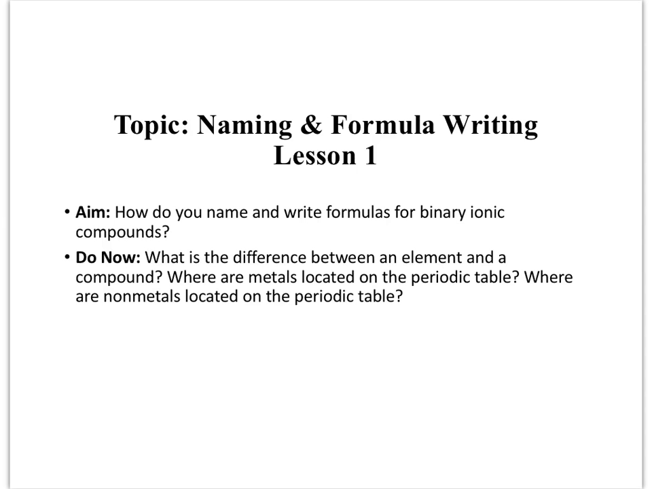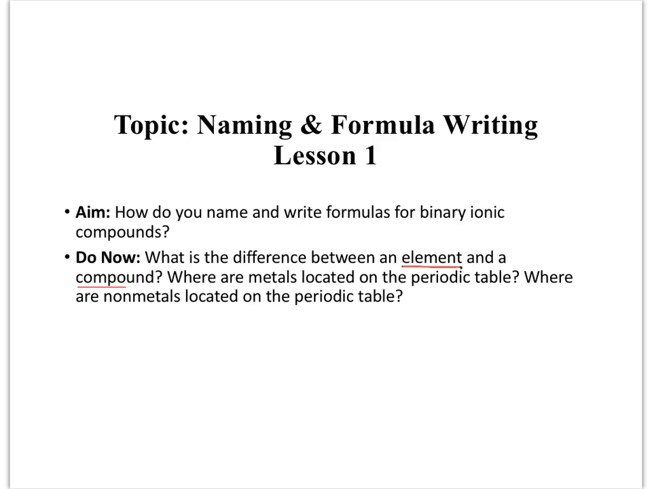So for this do now question, what's the difference between an element and a compound? We haven't gone over that vocabulary specifically yet, but if you think about your periodic table, it is a periodic table of the elements. So that means that these are the simplest type of substances that you can have. You cannot break down an element into anything simpler. It's only made up of itself. So for example, carbon is only made up of carbon atoms, or oxygen is only made up of oxygen atoms.